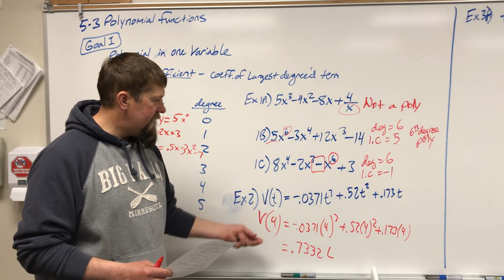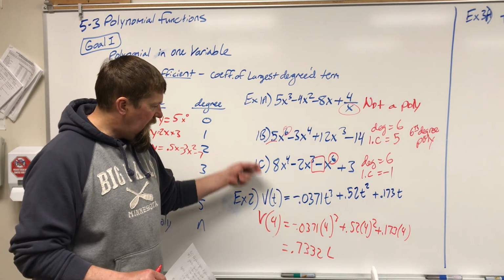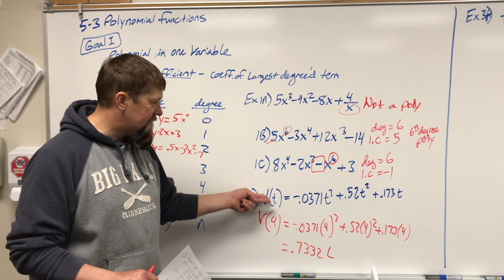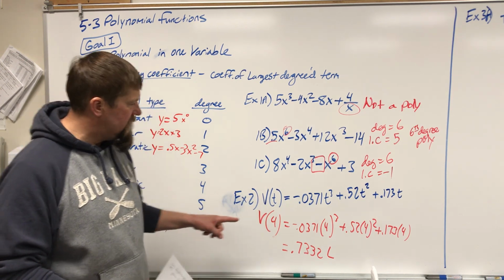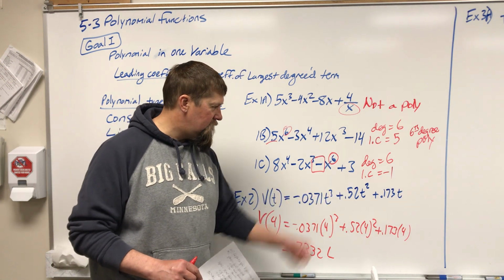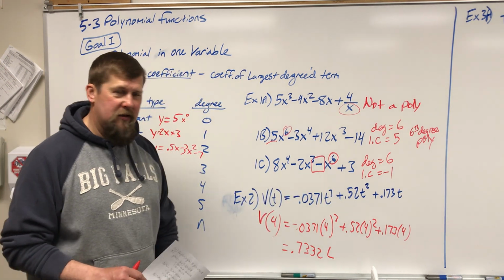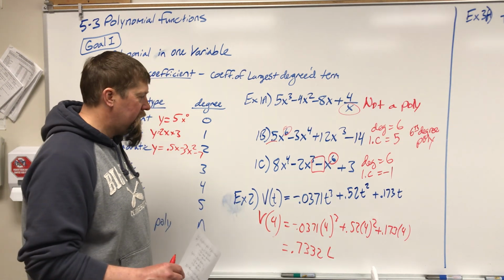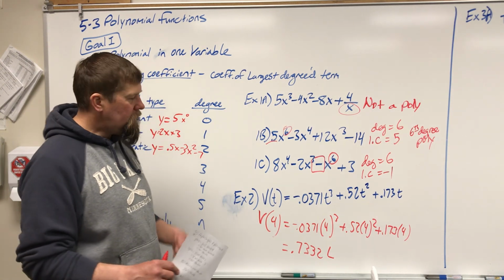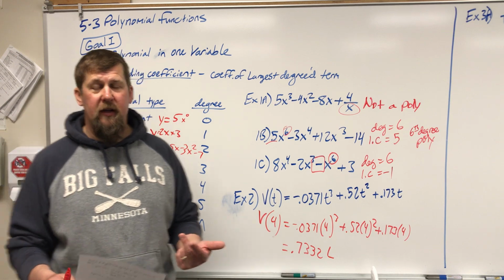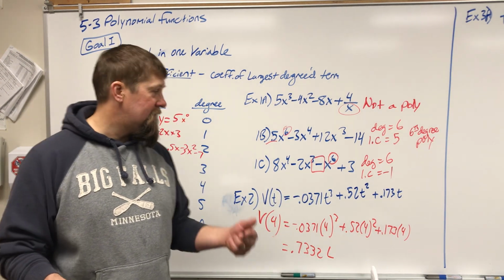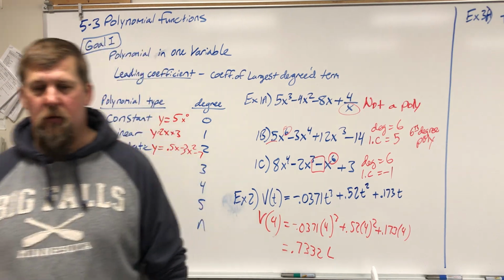Okay, so I tried to express how to evaluate a polynomial function. We should know how to do that. This is called direct substitution because you're directly substituting the 4 into the polynomial function. Now, the next set of problems are a little tricky. It's where you're actually substituting in variables and other polynomials into a polynomial function. So let's go to that.